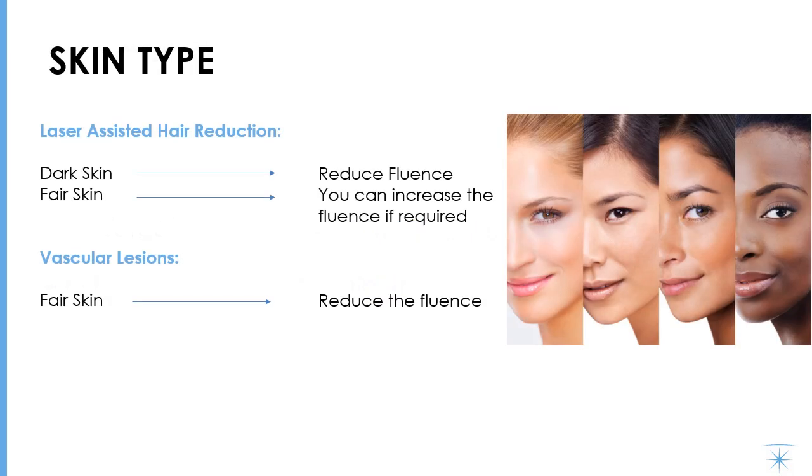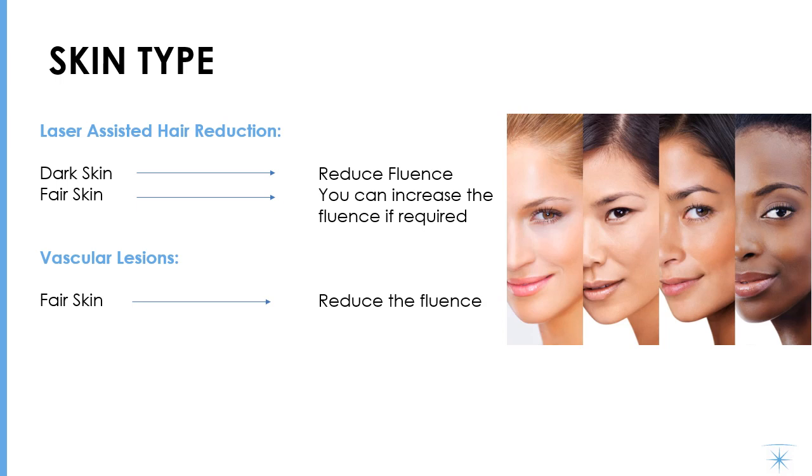Skin type. If you are using the laser for laser assisted hair reduction, in dark skin we have to reduce the fluence, otherwise we are going to damage the skin. But in fair skin, you can increase the fluence if required, which means if you are treating a patient with fair skin and the hair is thick and dark, then low fluence will do the job. When the hair is becoming thinner and finer after a few sessions, then you have a free hand to increase the fluence because the skin is fair, it is safe. If that happens in dark skin, you have to be cautious, you have to be careful. Otherwise, if you increase the fluence, you can damage the dark skin. So this is the difference.